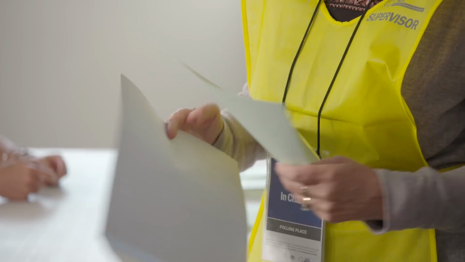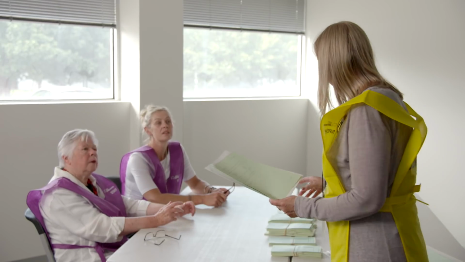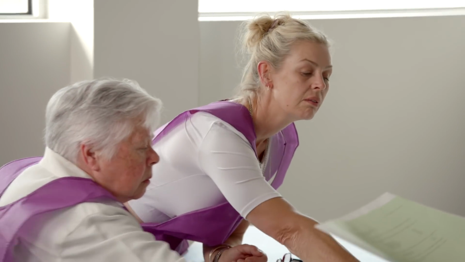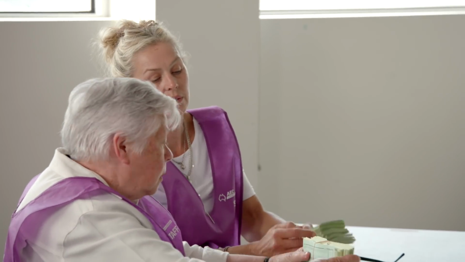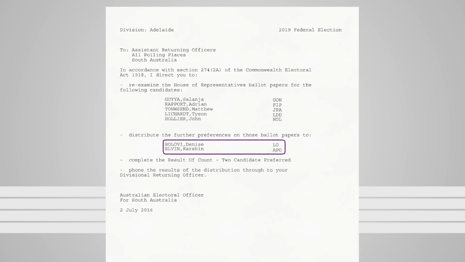The two candidate preferred, or TCP scrutiny, is completed next. The TCP details are provided in a sealed envelope. In this envelope, you will find a form with the OIC's identification on it. This is used each time you phone through results. There is also a direction to conduct TCP form. This tells you the two preferred candidates. In this example, Belovi and Alvin are the two preferred candidates.